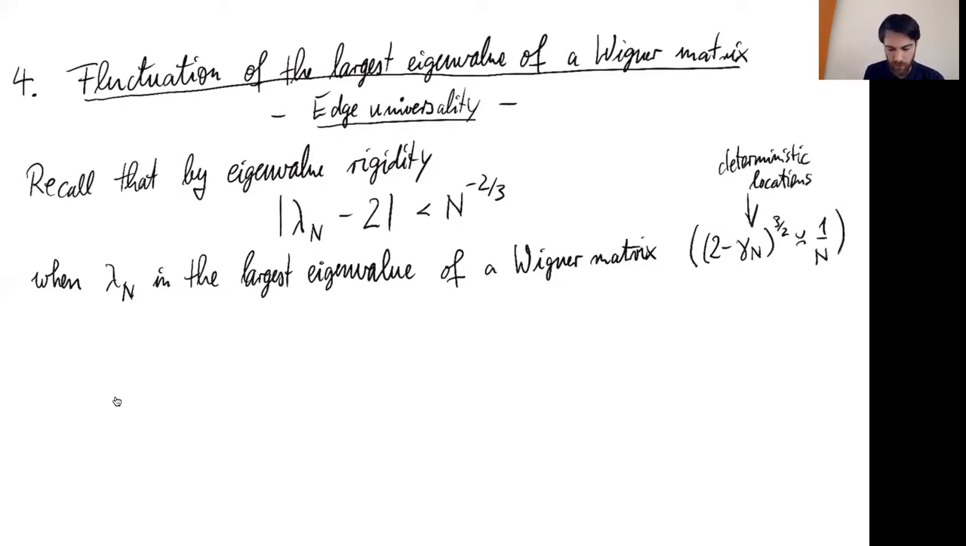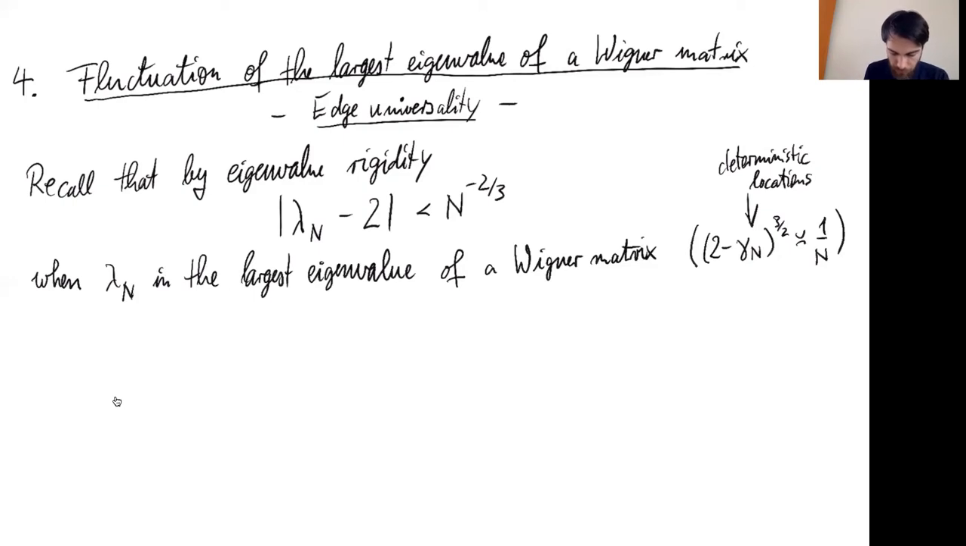Maybe I should put it here on the side. What we always said is that this here is small, where lambda_i was the random object, the eigenvalue, and gamma_i was the deterministic location. Now here I put a 2, but if you look at the definition of the gamma_i, then you easily see that 2 and gamma_n are sufficiently close so that this is still valid and directly follows from our statement in eigenvalue rigidity.